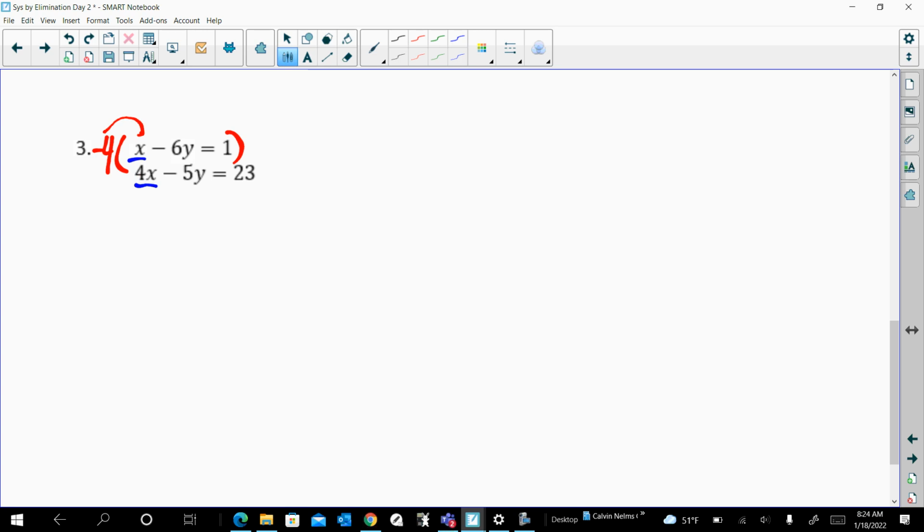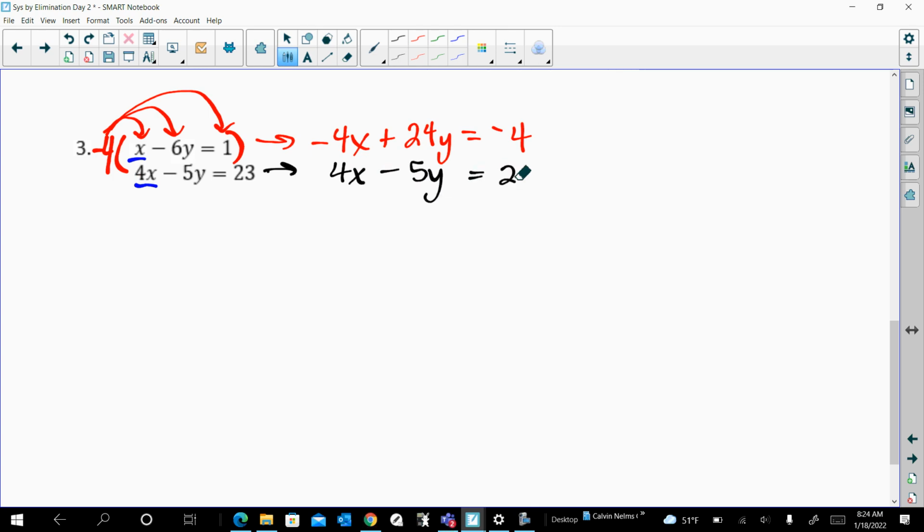The opposite of the coefficient, a negative 4. So you're doing negative 4 times x. I'm just going to rewrite it to the right here. That's a negative 4x. A negative 4 times that minus 6y now makes that a positive 24y. And then negative 4 times that 1 makes that a negative 4. You need to show the new equation after you multiply by the least common multiple, and line up your terms. So the bottom one stays the same. We have a positive 4x minus 5y equals 23.